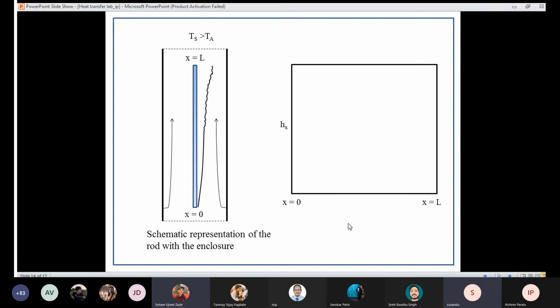It would start decreasing and then become constant towards the bulk. At x equal to L, it would be, I mean, sort of constant.